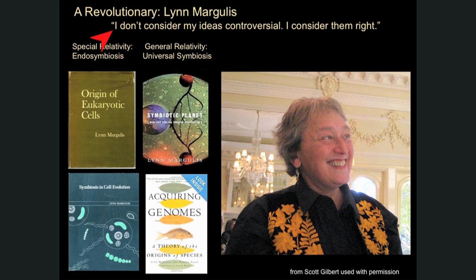First, he talks about Lynn. He particularly likes her quote, "I don't consider my ideas controversial, I consider them right." And he thinks about her in the same way that he thinks about Einstein, in sort of general relativity and special relativity. Special relativity being her endosymbiosis idea, and her general relativity idea being universal symbiosis, or what I will refer to as Gaia Theory.